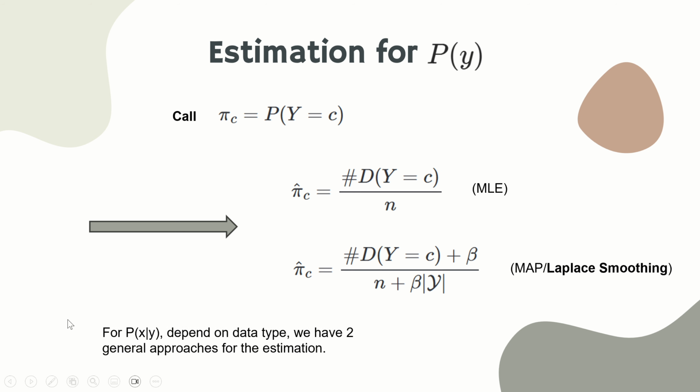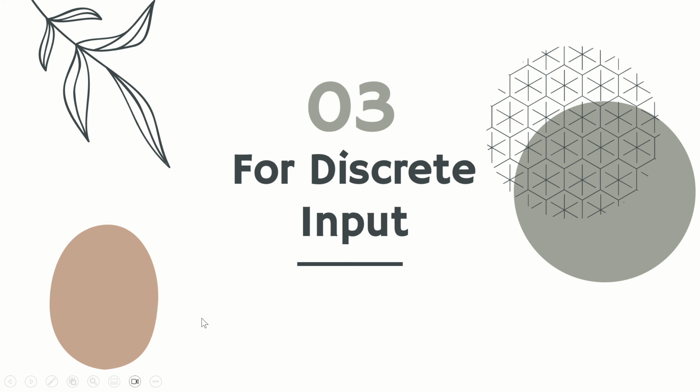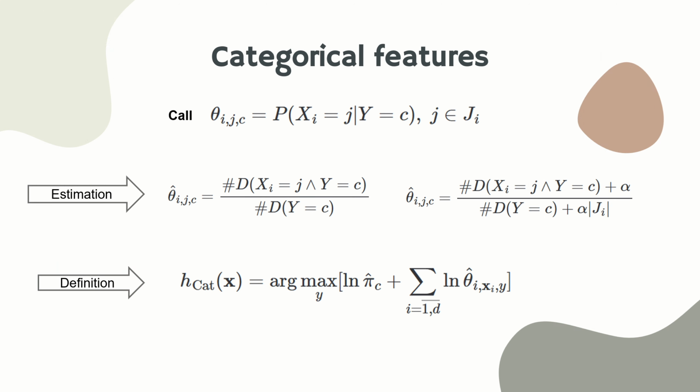And for p of x given y, as we said at the beginning, it depends on the data type. We have two general approaches for the estimation. First, we will dive into how we do it with discrete input. We will call the parameter theta_ijc, which is just the probability that the ith feature is equal to j given the label c.